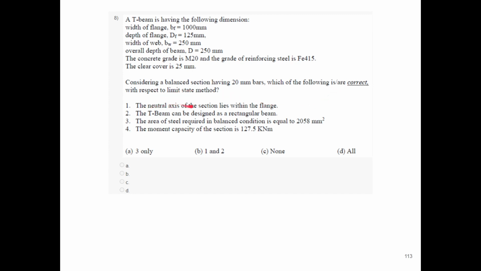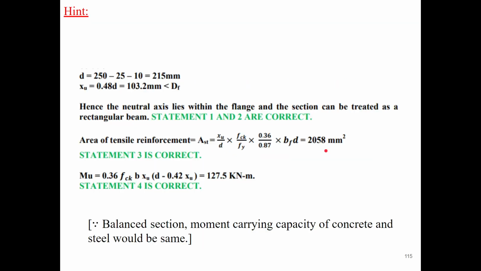1. The neutral axis of the section lies within the flange. B. The T-beam can be designed as a rectangular beam. C. The beam area of steel required in balance condition is equal to 2058 millimeter square. 4. The moment capacity of the section is 127.5 kilonewton meter. So which is correct? A 3 only, B 1 and 2, C none, D all. So let us see.